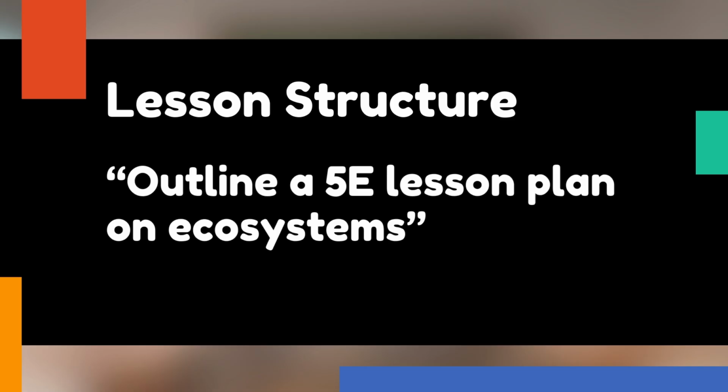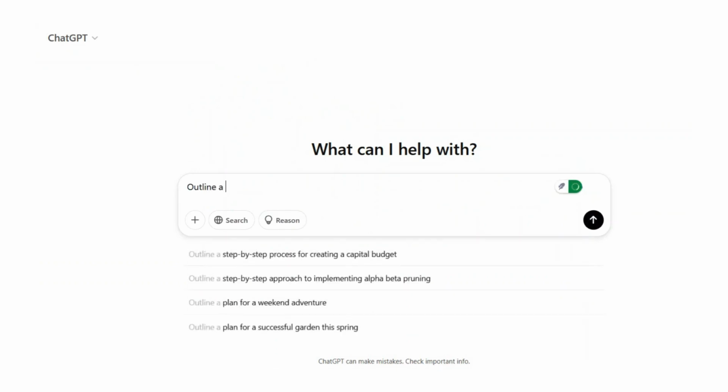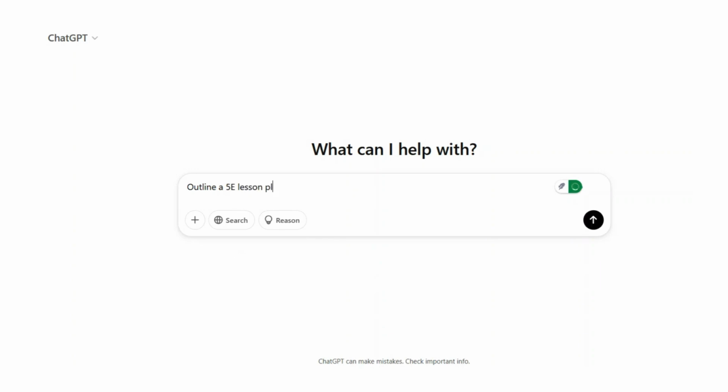Use AI to structure your lessons. AI can structure lessons using common frameworks like the 5E model. For example, if you are a science teacher, you can say something like outline a 5E lesson plan on ecosystems. Let's do that one too. Outline a 5E lesson plan on ecosystems.